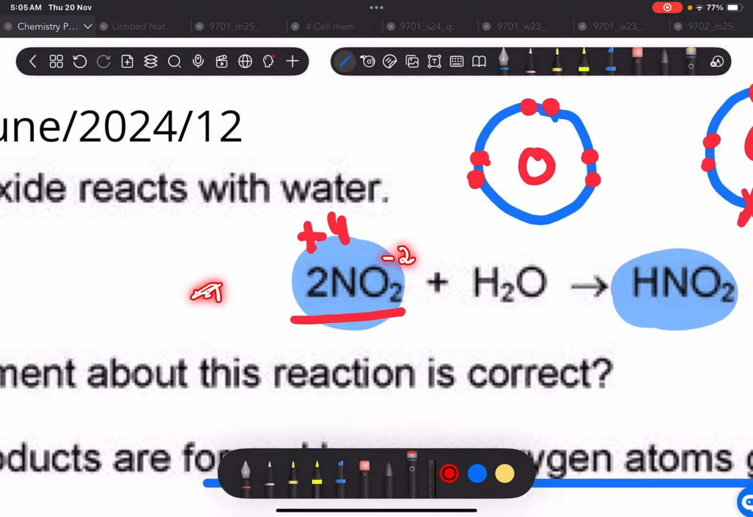Now, oxygen is negative 2 and there are two oxygens. So negative 2 multiplied by 2 makes it negative 4. You have a negative 4, and to balance it out, you need a positive 4. So nitrogen is going to have a positive 4.